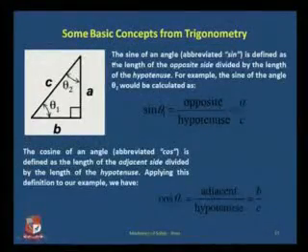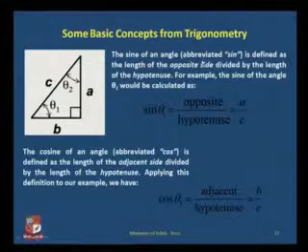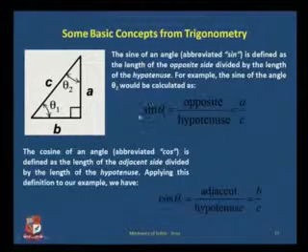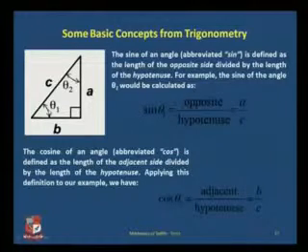If I look into this, the sine of an angle, abbreviated as sin, is defined as the length of the opposite side divided by the length of the hypotenuse. For example, sine theta 1 is equal to the opposite side, that is A, divided by the hypotenuse, that is C. So if I want to find sine theta 1, I divide the value of A by the value of C.